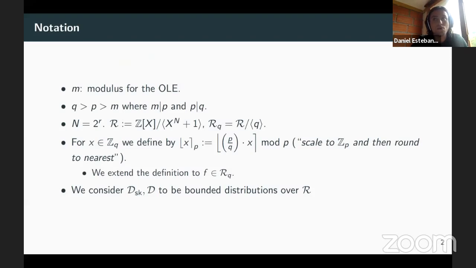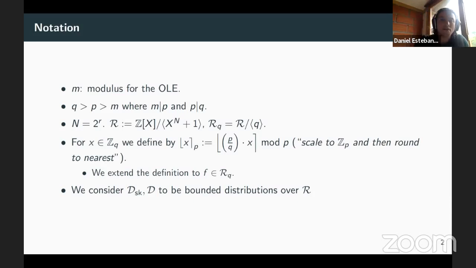Okay. So let me begin with some notation, because I want to be as lightweight as possible, but I still have to introduce something. M is the modulus for the OLE, so the equation alpha plus beta equals U times V happens modulo M. And we're going to have two integers, Q and P, with Q larger than P, which is larger than M, where M divides P and P divides Q. These are just parameters for the encryption scheme that we're going to use in a moment.